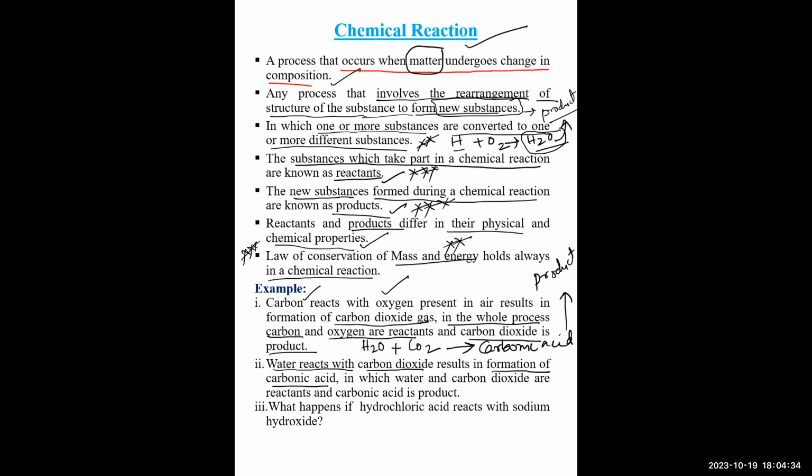So let us see the next one. What happens if the hydrochloric acid reacts with the sodium hydroxide? This will be an assignment for you. You are supposed to get the equation of this third one. What kind of product are you going to get if the reactants, hydrochloric acid and sodium hydroxide, react? You are supposed to find out the product for this one. This is an assignment for you. So this is the introduction about what is meant by chemical reaction.